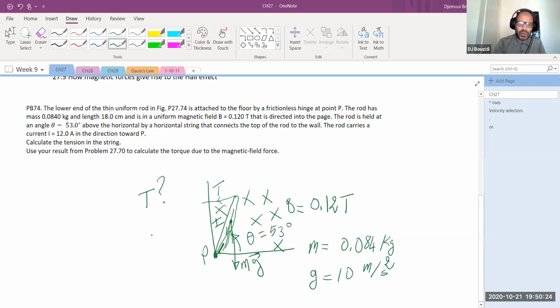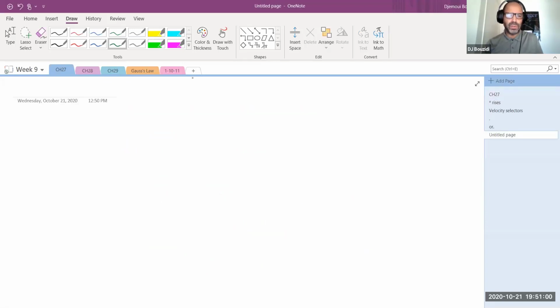Also, I need the length of the rod. The length of the rod, according to this problem, is 18 centimeters, which is 0.18 meters. I need to convert it if I need to use it at some point. Those are all the things that were given to me in this problem. It's telling me at the end to use the example from 27-70 to calculate the torque due to the magnetic field force. As we learned in Physics 4A, I know I did not have you for that class, but I suppose you did, the first thing we do in this case is draw the free body diagram for the rod.